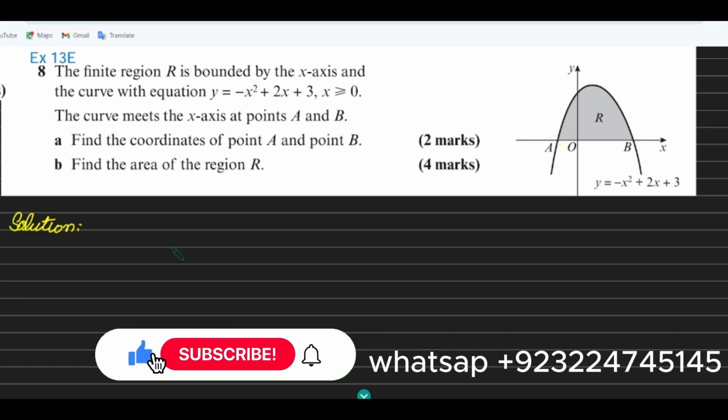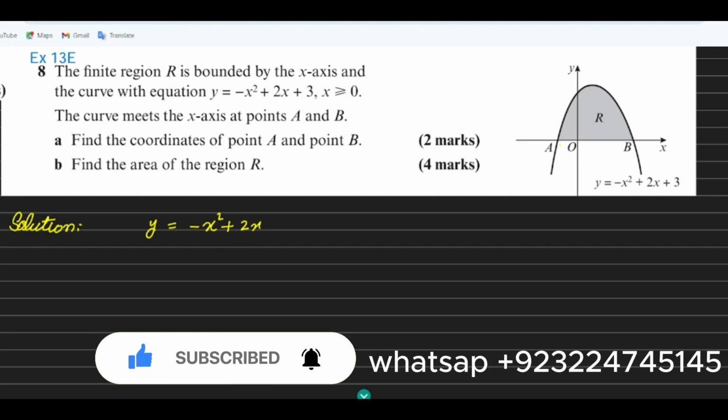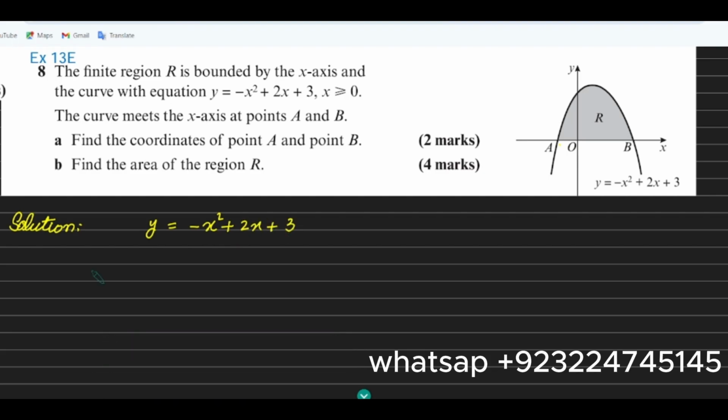So we solve it. We are given y equals minus x squared plus 2x plus 3. In the first part, we are asked for the coordinates of points A and B. As we can see in the figure, points A and B are on the x-axis, and we know that on the x-axis the value of y equals 0. So we replace y with 0 in the given equation to find the coordinates of points A and B.